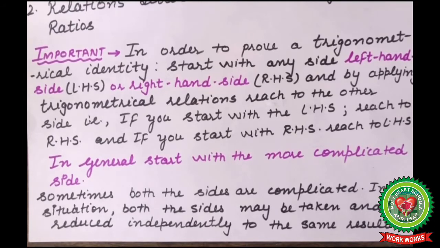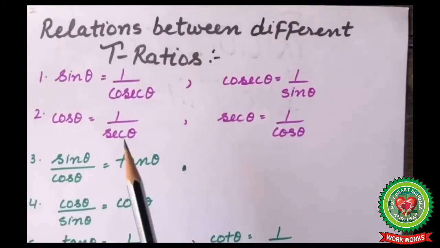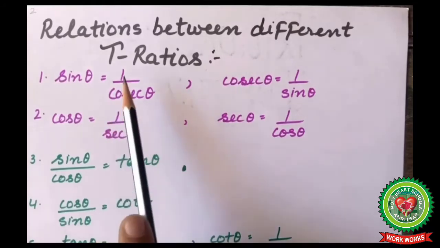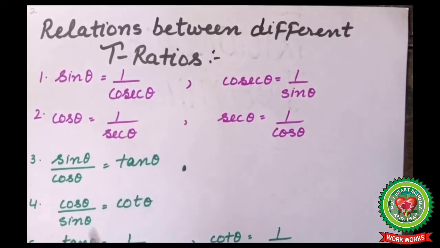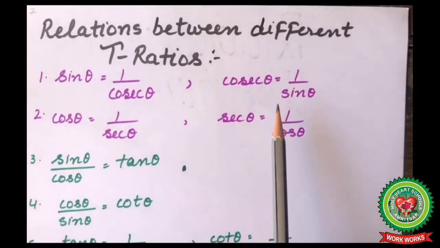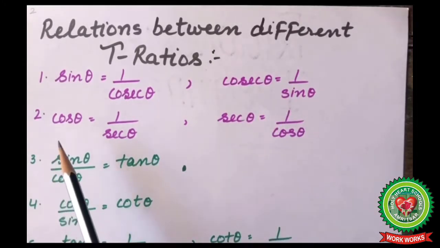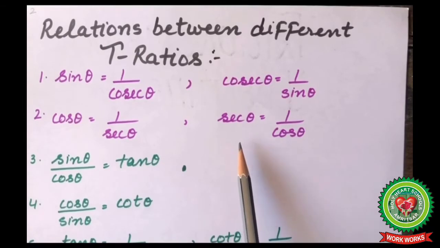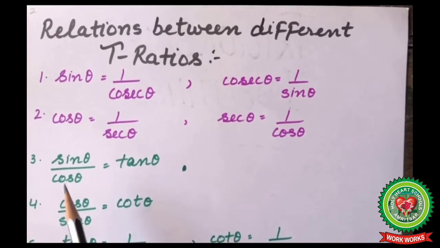Now let us discuss some relations between different t ratios which are going to be useful for you for solving each and every sum. So relations between different t ratios. The first one is that sine theta is equal to 1 upon cosecant theta, or cosecant theta will be equal to 1 upon sine theta. Number 2 is cos theta is equal to 1 upon secant theta, or secant theta will be equal to 1 upon cos theta. And tan theta is equal to sine theta upon cos theta, or we can say that sine theta upon cos theta will be equal to tan theta. And cos theta upon sine theta is equal to cot theta.